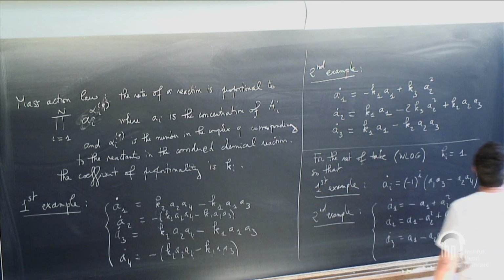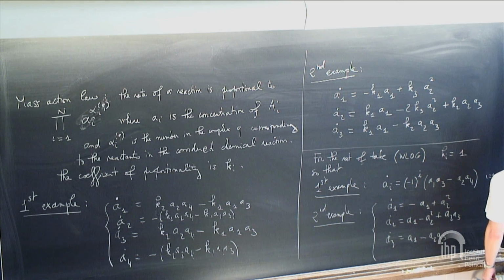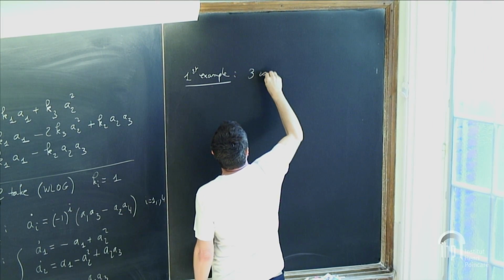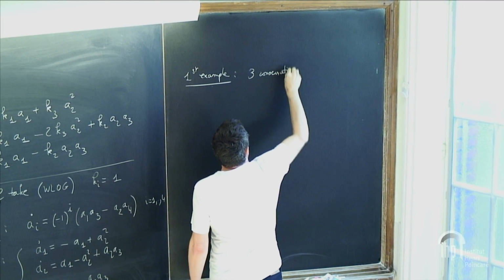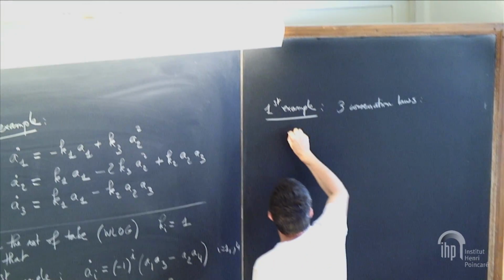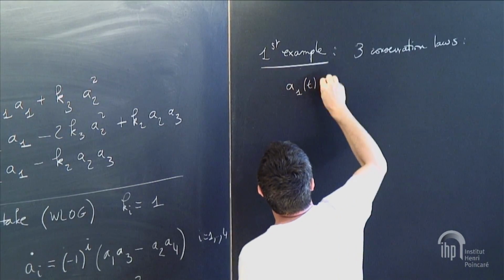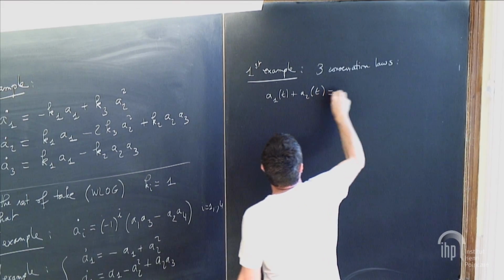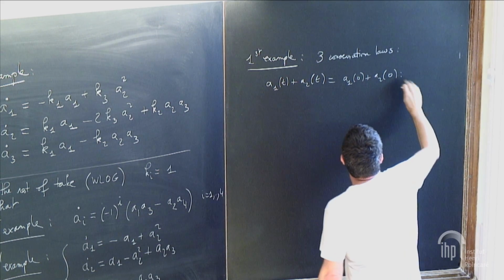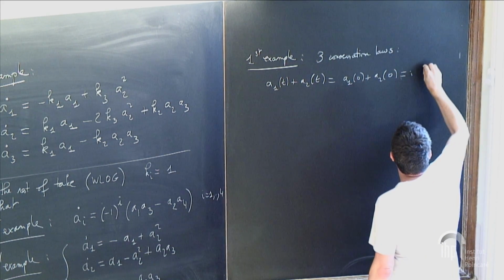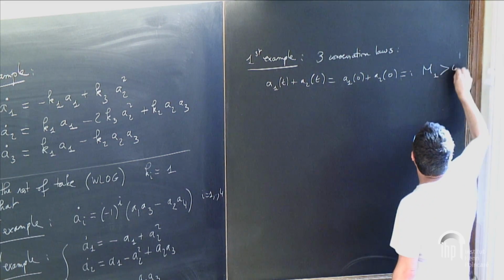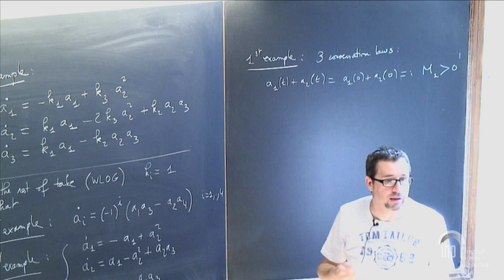So in the first example, we have 3 conservation laws, which are A1 of t plus A2 of t is equal to A1 of 0 plus A2 of 0, which I will call in the future capital M1. So I will systematically take it strictly positive.